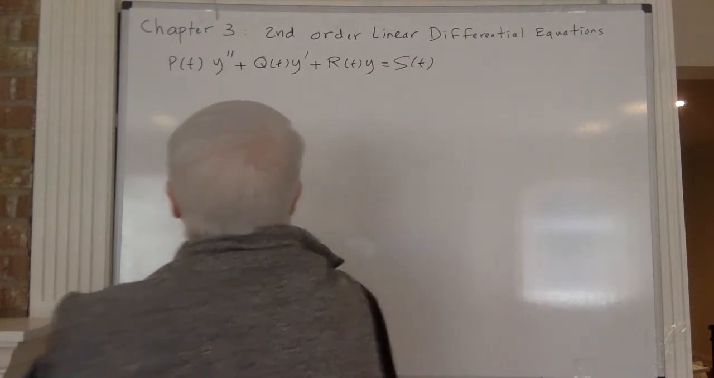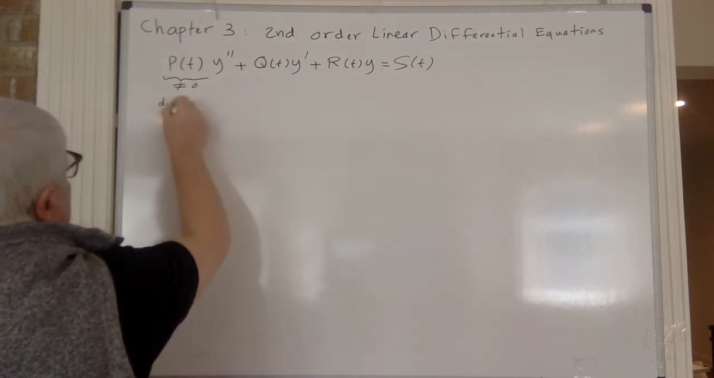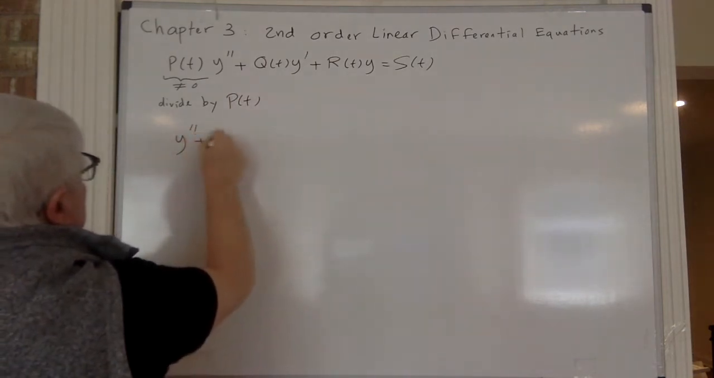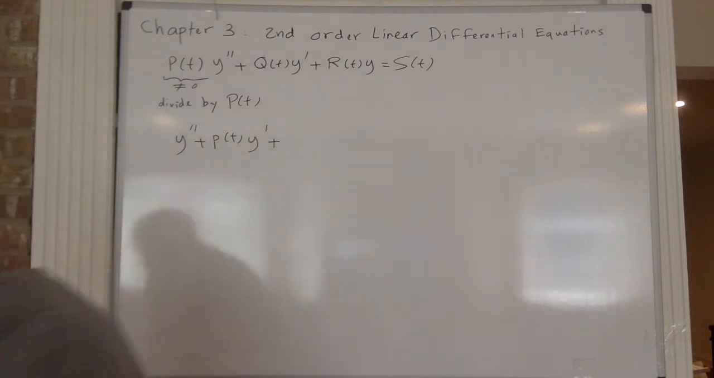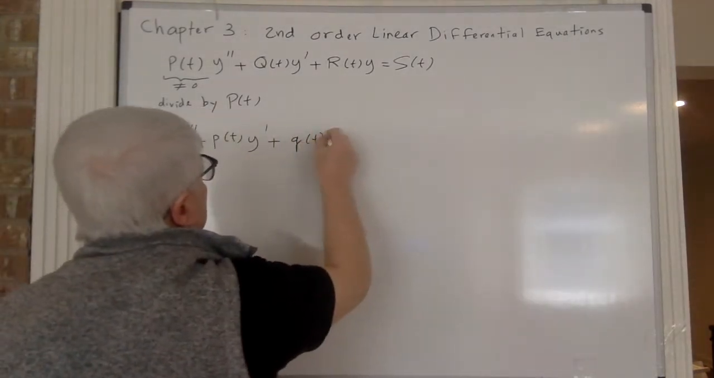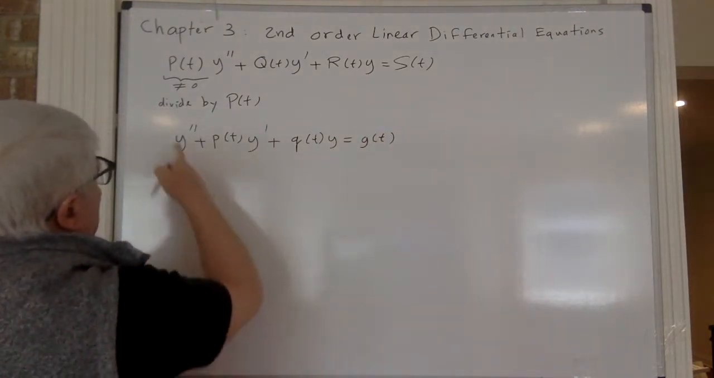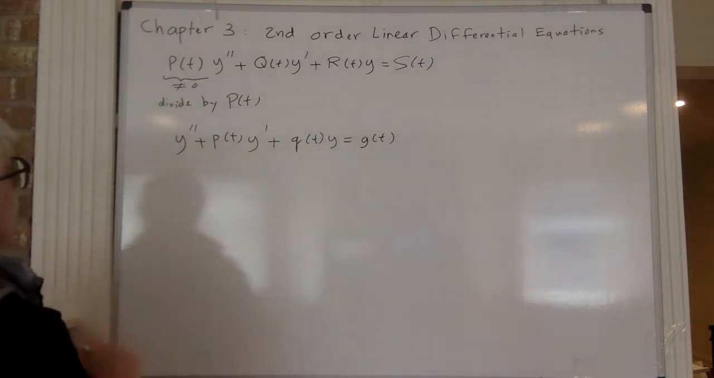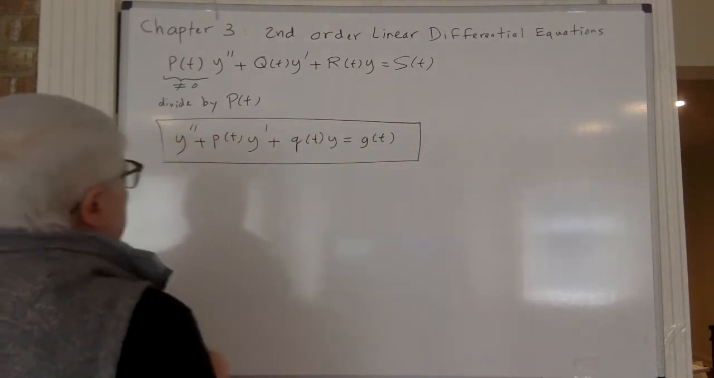So if I divide, and I'm assuming that this is not 0, so divide by p(t), we get something like this: y double prime plus p(t), that's small p(t), y prime, plus q(t) y equals g(t). Okay, so by dividing by the coefficient of the first one, y double prime, we get something like this.